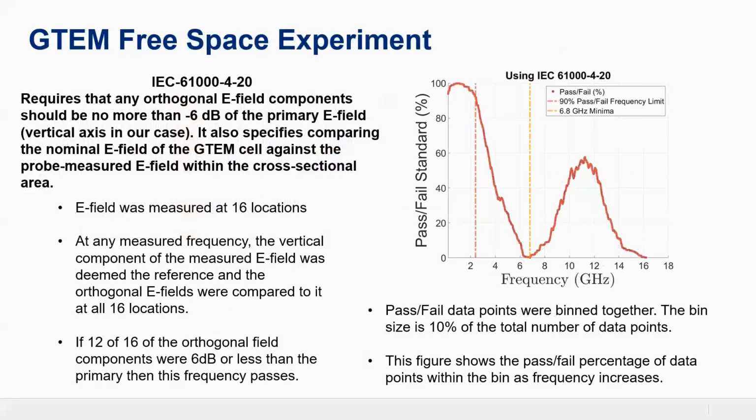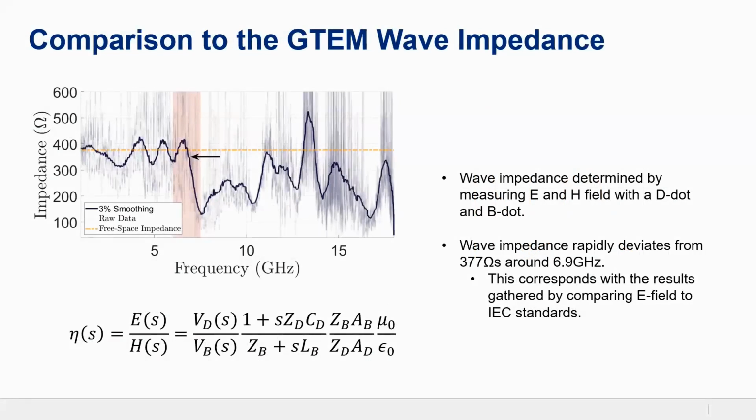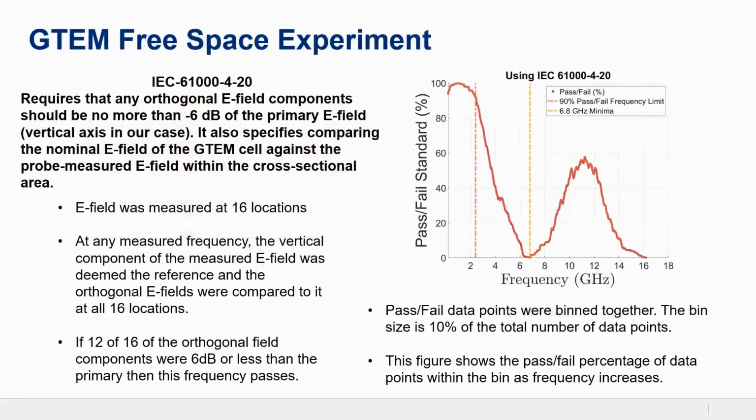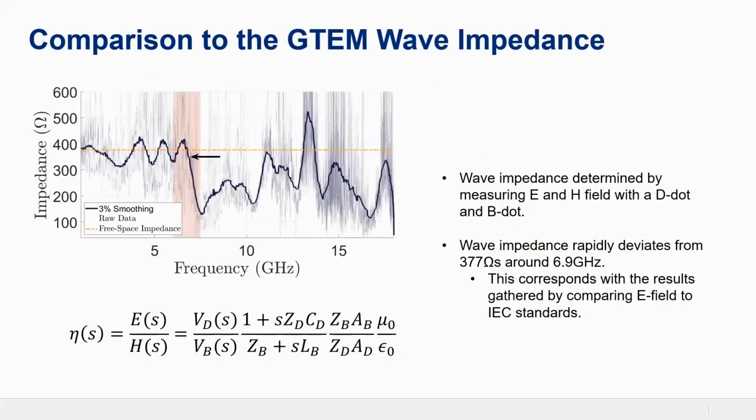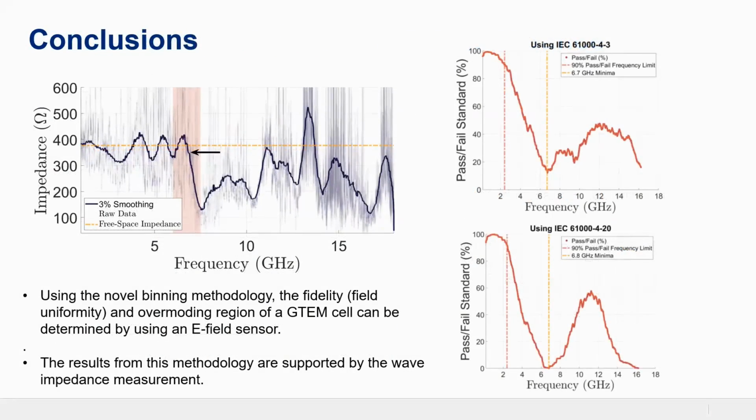That also starts to associate well with what we're seeing with the IEC standards. So this one requires both an E field and an H field sensor. But in this case, we could technically use the IEC standards and just use an E field sensor in order to look at where the overmoding can occur. So pretty much just using a novel binning methodology. And again, just another quick tool, could be a quick analysis for your GTEM cell. And you don't have to have both types of sensors. Say you only have an E field sensor in your laboratory. You could use this to approximate where that overmoding region occurs.